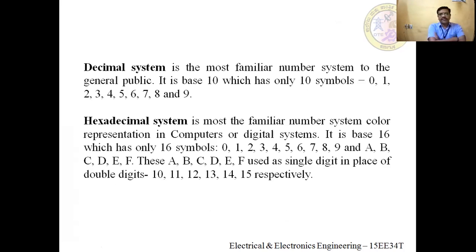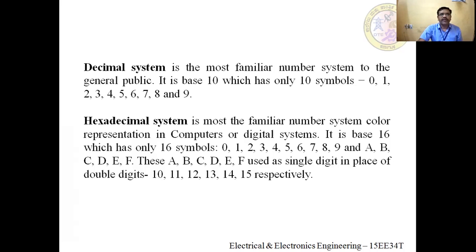So in this slide, we'll discuss what a decimal number system is and what a hexadecimal number system is. Decimal number system means it is a familiar number system. In mathematics, we are using the decimal number system, which is very familiar to all of us. So the decimal number system has a base 10. Decimal means 10. So 10 indicates what? It is the base of this number system. So the decimal number system has 10 characters or 10 digits from 0 to 9.